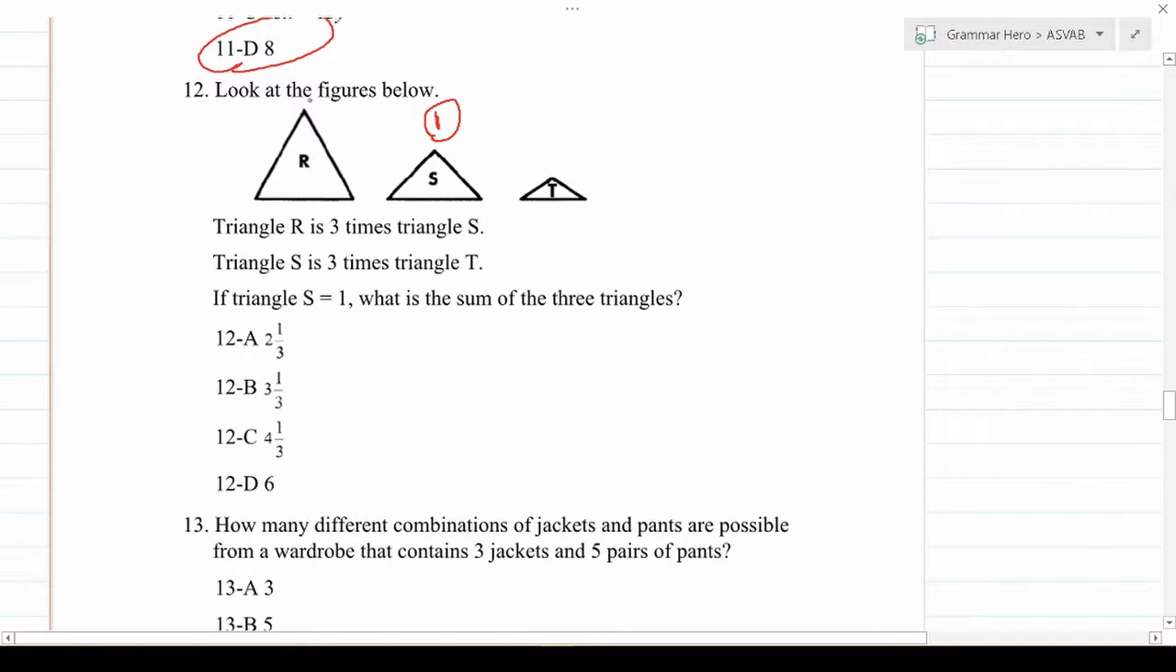So if S is 1, we know this is 3 times as great as 1. 3 times 1, of course, is 3. And we know that this is a third of S, so we know this is going to be 1/3. Okay, all we have to do is add those numbers together. 3 plus 1 is 4, plus 1/3 is 4 1/3. Again, we were told that this is 3 times as big as S, and S is 3 times as big as T. In other words, to find T, we'll take S and divide it by 3. That's how I got the 1/3. Okay.